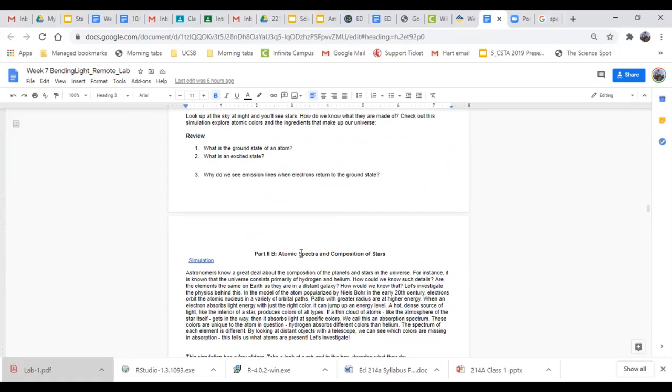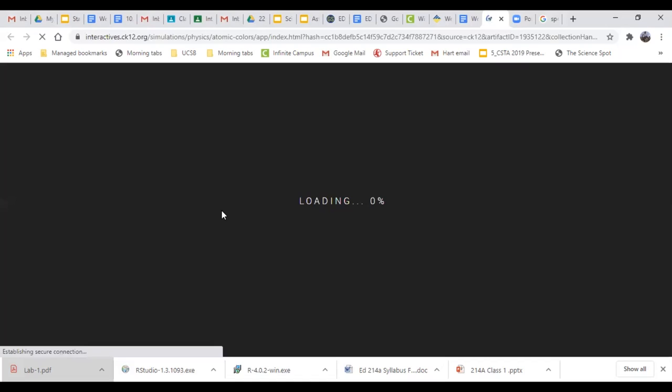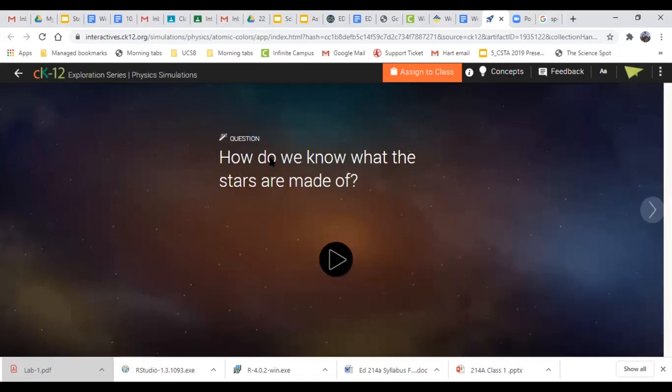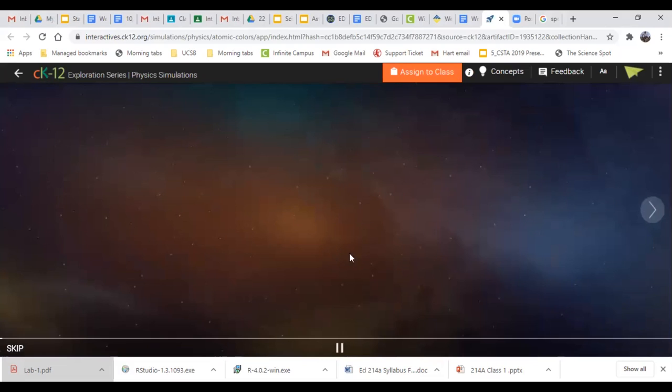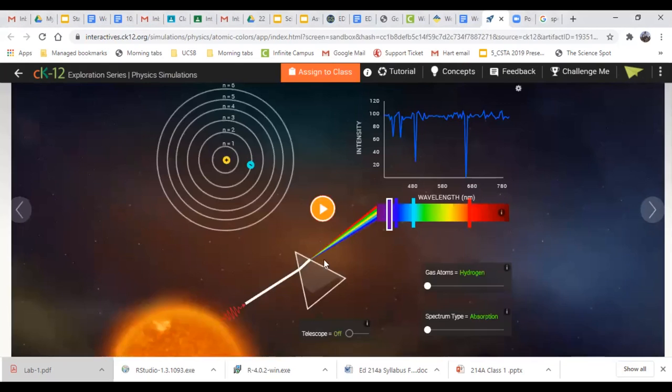Here is part 2B, looking at atomic spectra and the composition of stars. Make sure you see there is a simulation here. This is a short one. It didn't show everything I wanted it to. This may prompt you to make a free account. In that case, you just need to do it. So it will take you to this site right here. This is a decent simulation.